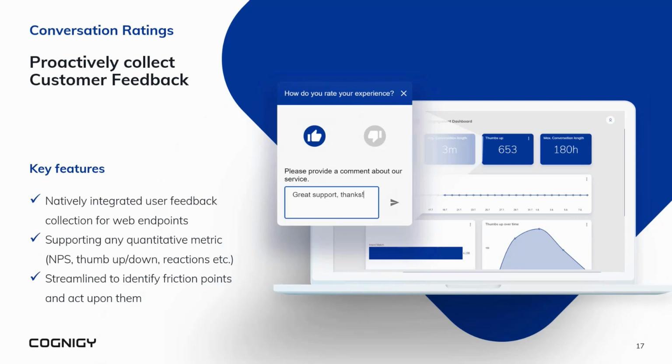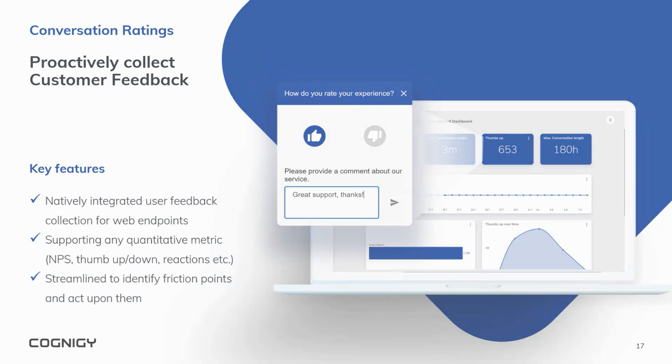Now, one thing we saw pop up throughout the presentation was the ratings. And we have now natively integrated user feedback for our web endpoint, so for the web chat, so users can give a thumbs up or a thumbs down rating. We don't just support thumbs up and thumbs down. We also support other quantitative metrics like NPS, for example, reactions, etc. And again, we've streamlined the experience in Cognigy Insights to identify friction points and then act upon them to be able to create the best experience for your customers.